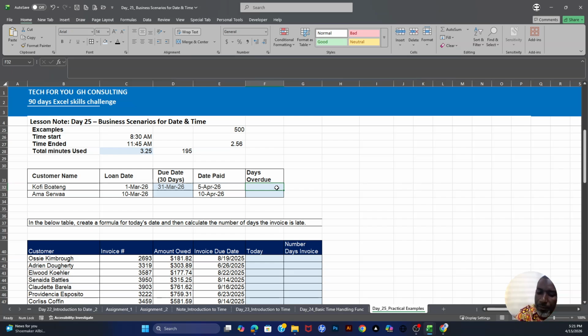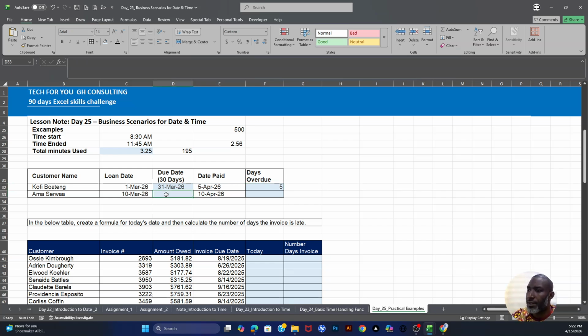So if indeed the person paid on the 5th of April, just subtract the 31st March from the 5th April, and you will be able to determine the number of days passed. So here, the customer paid on the 5th. It means that the customer spent 5 days before paying. So if there's any penalty for it, you multiply the penalty rate by 5 to get the actual total the person has to pay.